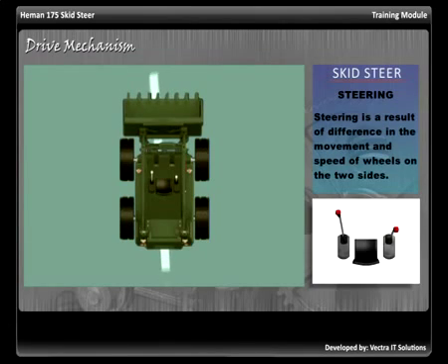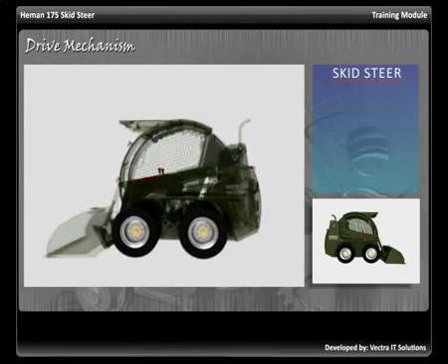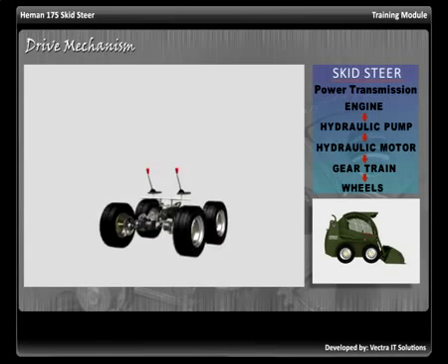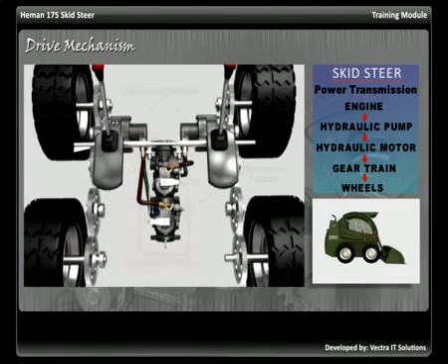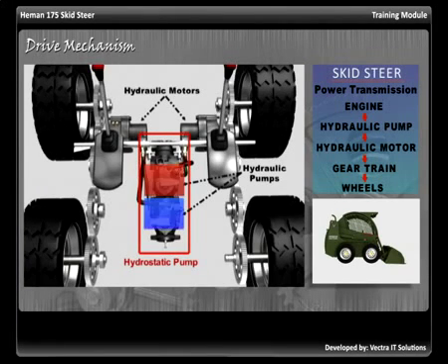Steering or turning movement is obtained by driving the pair of wheels on one side of the vehicle in one direction, while the second pair of wheels is either in a neutral condition or driven in the opposite direction. Wheels are driven by hydraulic motors, which are individually powered by 2 separate hydraulic pumps.